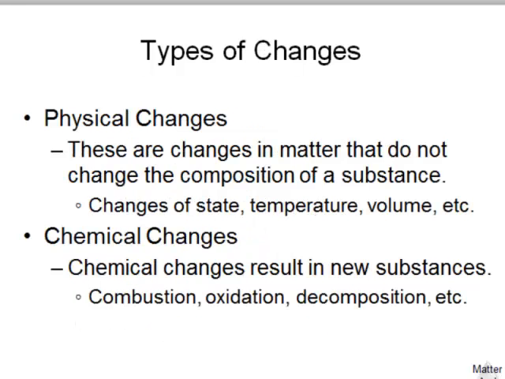Now we talked about physical and chemical properties. These are physical and chemical changes. A physical change is a change that doesn't change the composition of the substance. So I've changed its temperature. I've boiled it. I've frozen it. Everybody always thinks boiling and freezing and changing state like that is a chemical change. But it's not. It's a physical change.